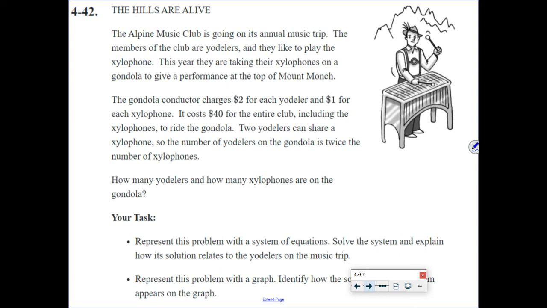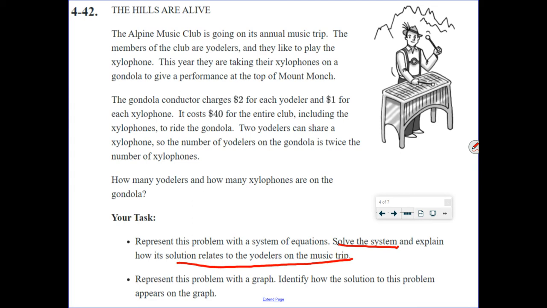All right. So the gondola conductor charges $2 for each yodeler and $1 for each xylophone. It costs $40 for the entire club, including xylophones, to ride the gondola. 2 yodelers can share a xylophone, so the number of yodelers on the gondola is twice the number of xylophones. How many yodelers and how many xylophones are on the gondola? Your task: represent this problem with a system of equations. Solve the system and explain how the solution relates to the yodelers and xylophones on the music trip.